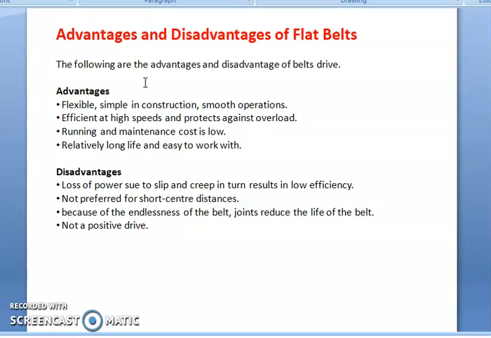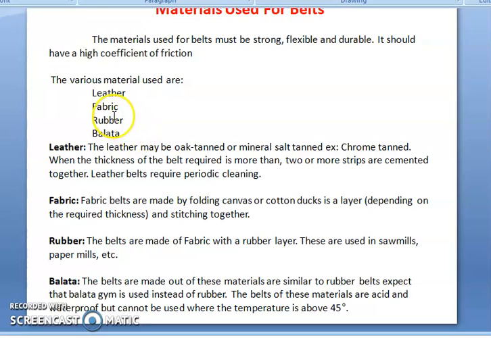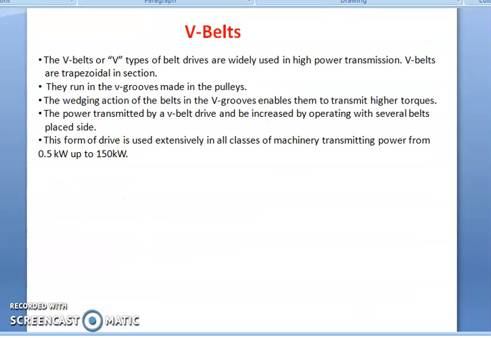result in low efficiency due to the loss in power transmission. It is not preferred for long distances because the endless belt joint reduces the life of the belt, and it is not a positive power transmission. Then the materials used for the flat belts are generally leather, fabric, rubber, and balata materials.